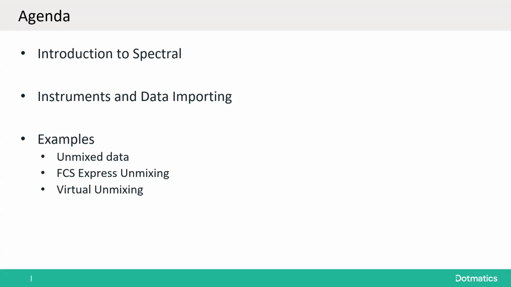We'll start with an unmixed data file to get you oriented with the data. That means it's been unmixed by the instrument that you're working with. And then we'll do FCS Express unmixing, which uses a wizard. And then we'll talk briefly about virtual unmixing, which is a way to do unmixing on conventional flow cytometers that don't have spectral flow cytometry. All right, so let's get started.